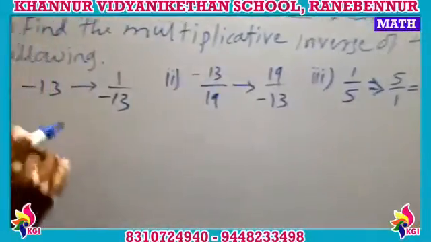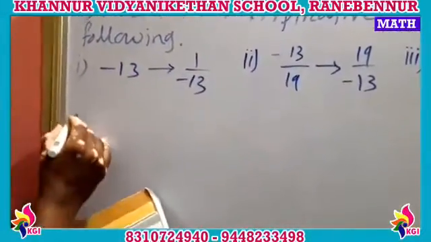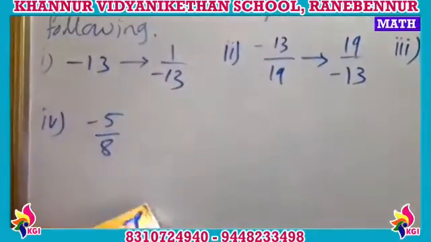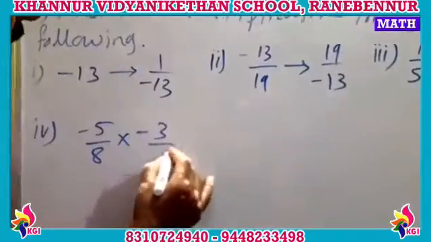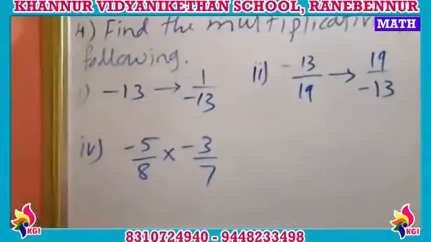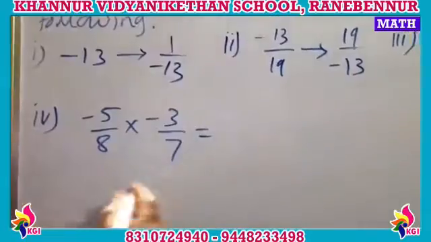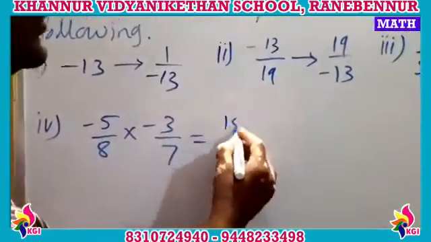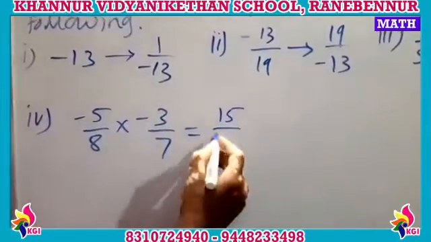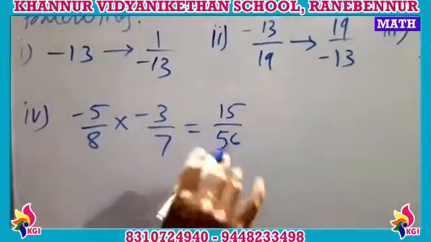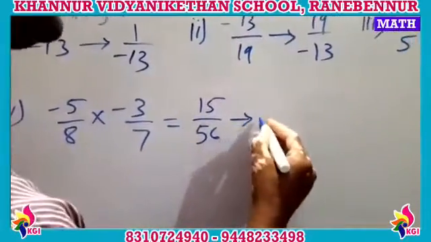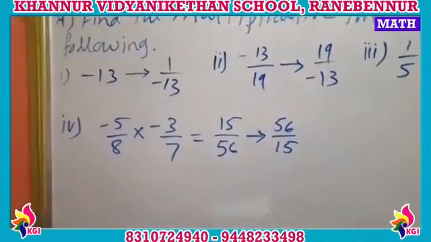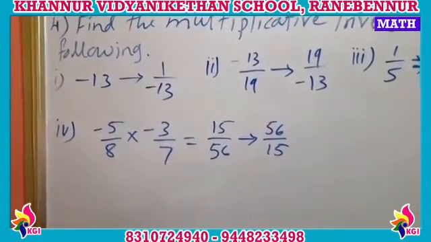Next, what is the fourth question? The fourth question is very important. They have given minus 5 by 8 into minus 3 by 7. How to do this? You go the normal way. Minus into minus will be plus, which I will not mention. 5 threes are 15 divided by 8 sevens are 56. Its multiplicative inverse means it should be reversed, correct? So put an arrow mark and write it as 56 divided by 15. That's all.